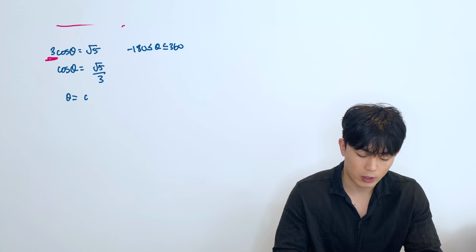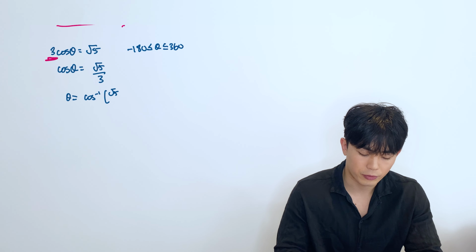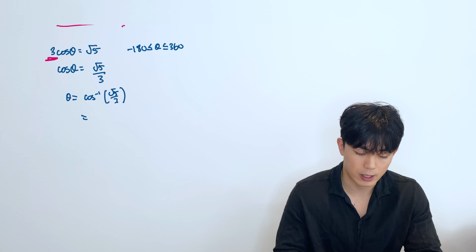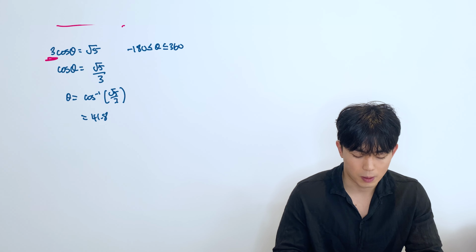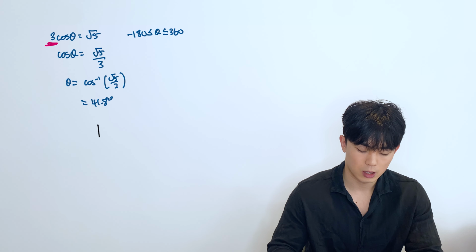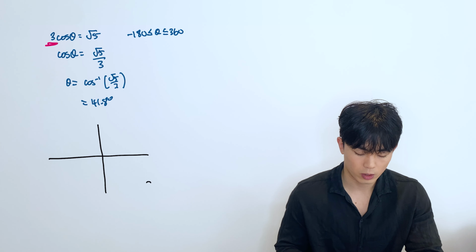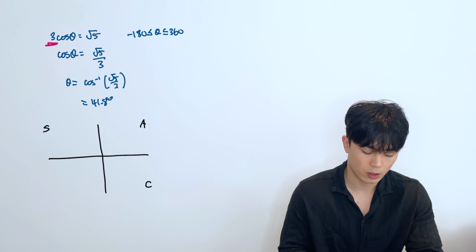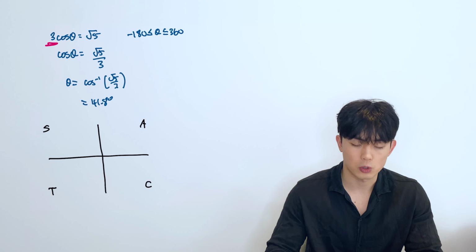Now I can do inverse cos √5/3 and plug it into a calculator, and you should get a value of 41.8 degrees. Next, we draw our CAST diagram. So we have CAST, and we draw where the two lines are going to be.